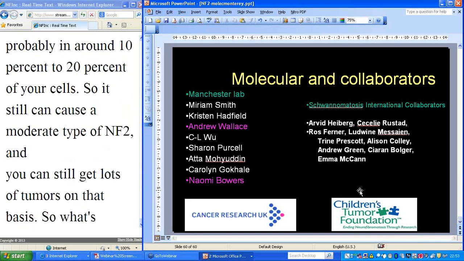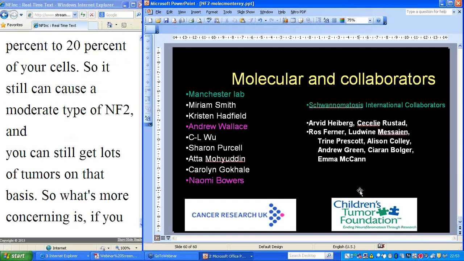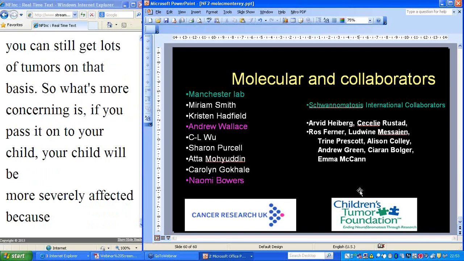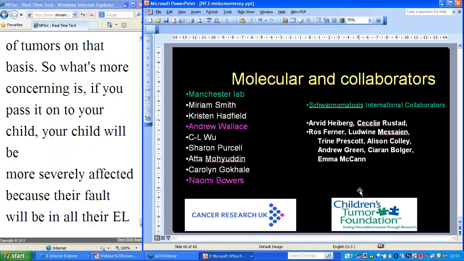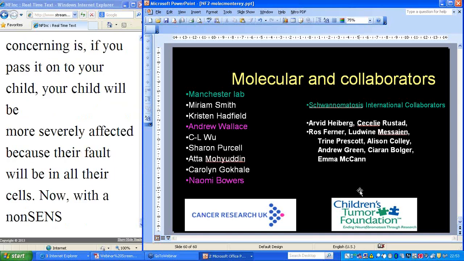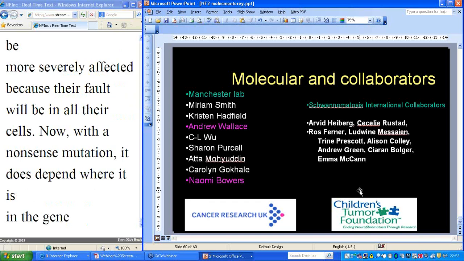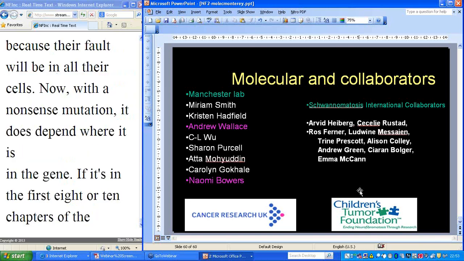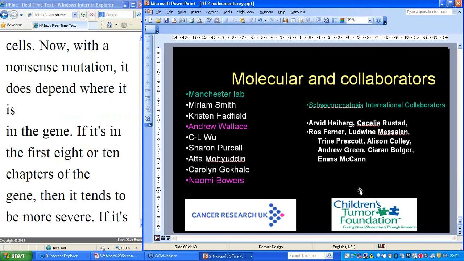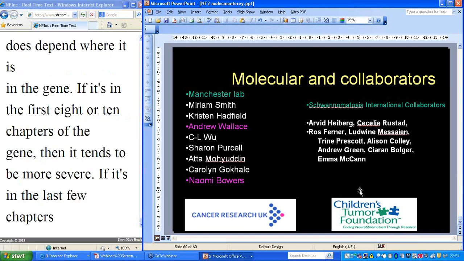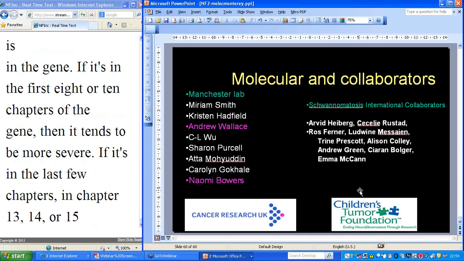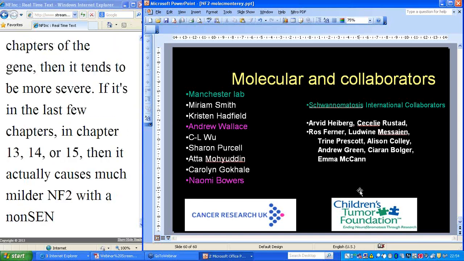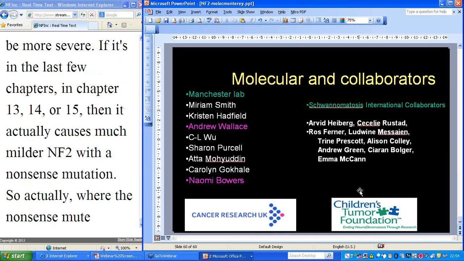So what's more concerning is if you pass it on, your child will be more severely affected because their fault will be in all their cells. Now, with a nonsense mutation, it does depend where it is in the gene. If it's in the first 8 or 10 chapters of the gene, then it tends to be more severe. If it's in the last few chapters, in chapter 13, 14, or 15, then it actually causes much milder NF2 with a nonsense mutation. So where the nonsense mutation is can still be important as well.